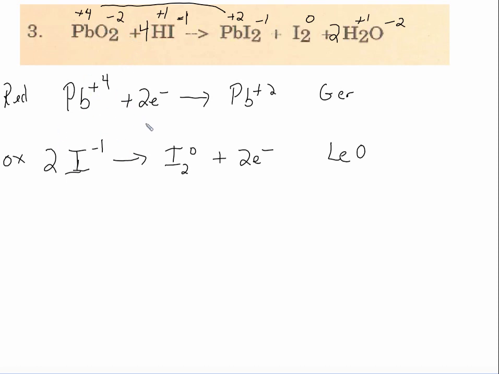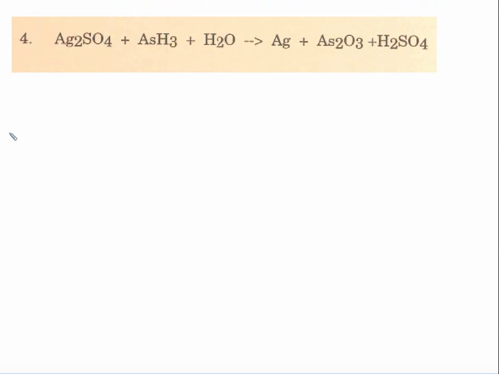Sometimes when things are in 2 different places, you have to manipulate what you get here. It doesn't always balance the equation exactly for you. All right, everything else should be balanced. 4 iodides, 4 iodides, 2 oxygens, 2 oxygens, 4 hydrogens, 4 hydrogens, 1 lead. Okay, that's good. Let's try one more.